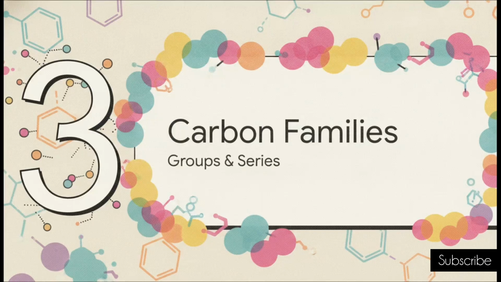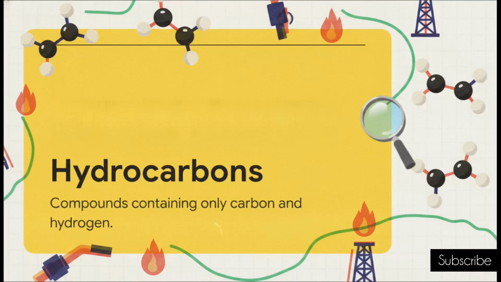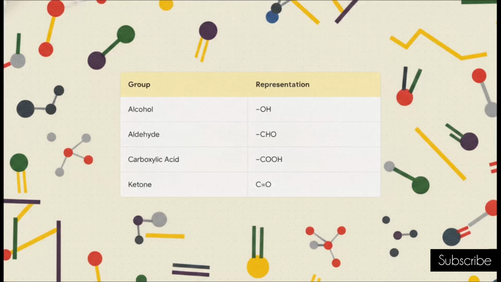All right, Section 3, families of carbon compounds. The absolute simplest members of the carbon family are hydrocarbons. Just like it sounds, these are compounds containing strictly carbon and hydrogen. Methane, ethane, and propane are all hydrocarbons, and they are incredibly important in our daily lives because they serve as vital fuels. But carbon doesn't just hang out with hydrogen.